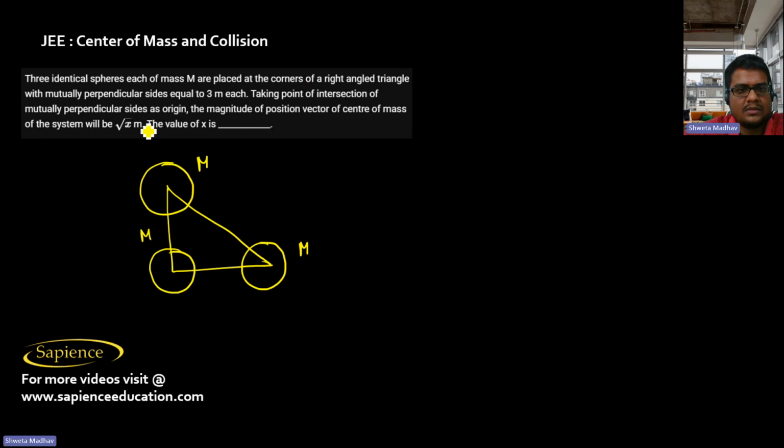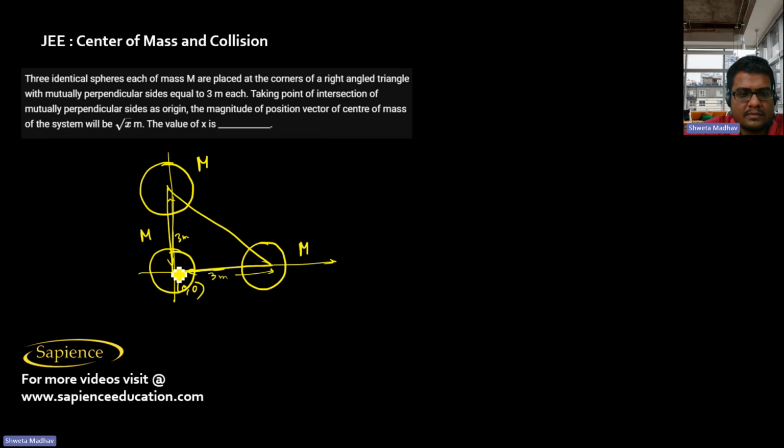So with mutually perpendicular sides equal to 3 meter each. Each perpendicular side is 3 meter. Taking the point of intersection of mutually perpendicular sides as the origin, this point is the origin 0, 0. Then the magnitude of the position vector of the center of mass of the system will be root x meter. The value of x is?